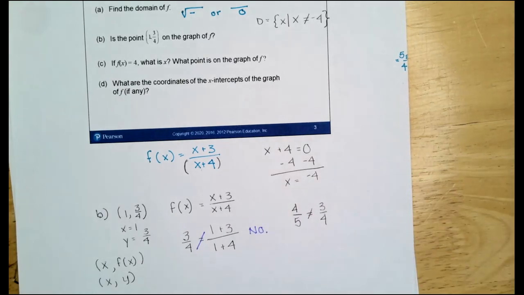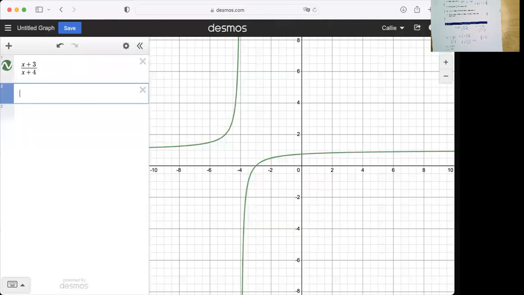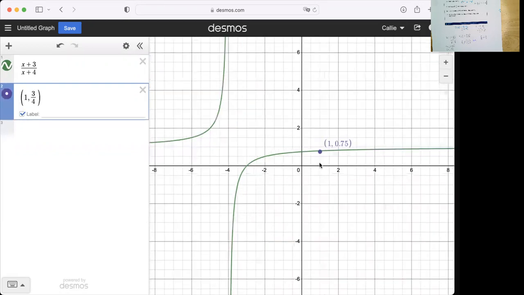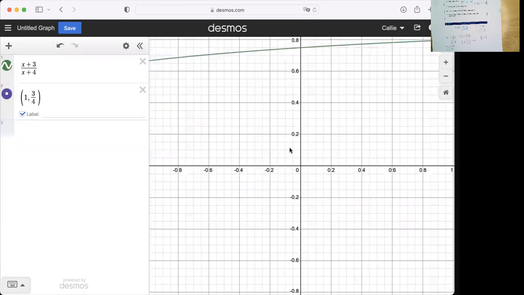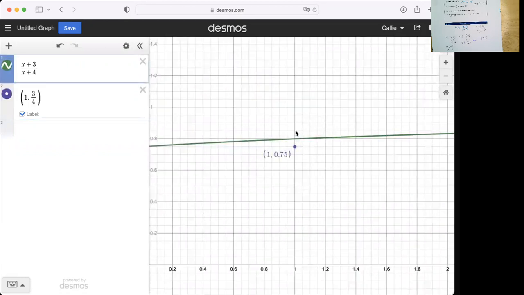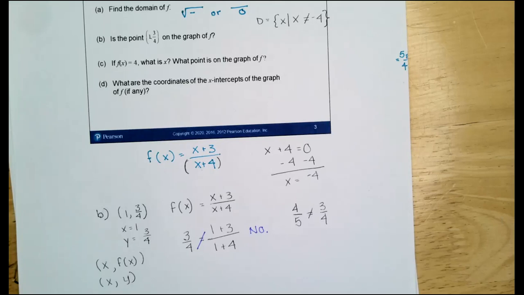Also, let's look at Desmos. So I graphed our graph in Desmos, and then we're going to graph the point 1, 3/4. Make sure you zoom in. Once you zoom in far enough, you'll see it is not. It is close, but it is not on the graph.